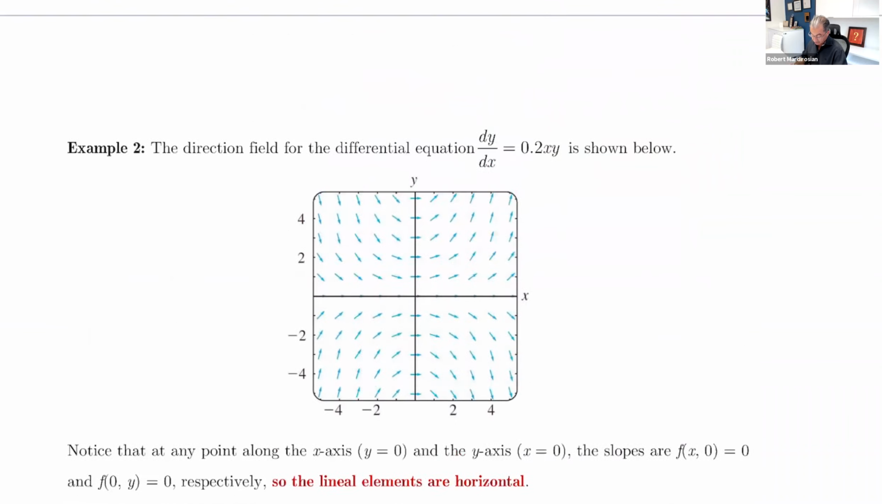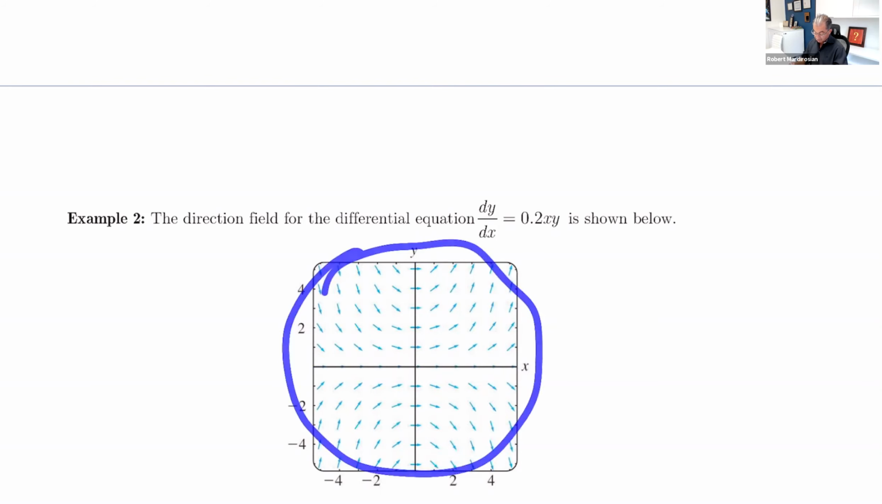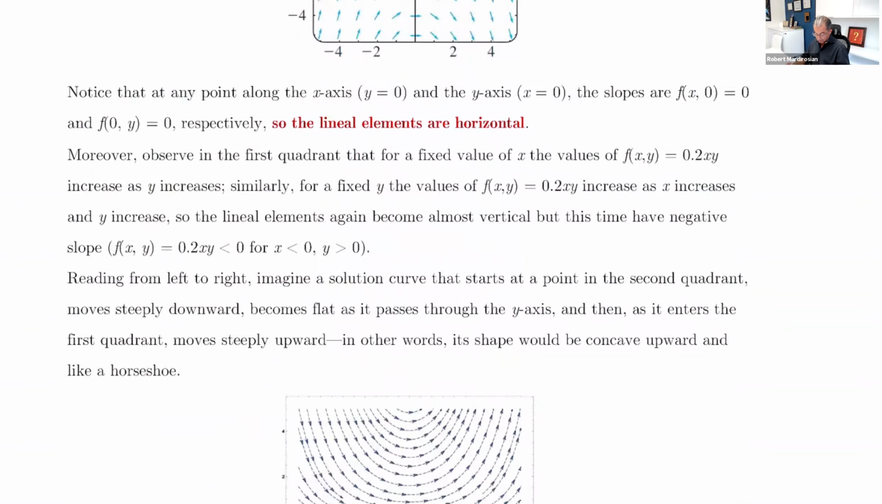In this case, for the same dy/dx equals 0.2xy, we notice on the x-axis and y-axis, when we plot in the points, we get 0. So we have all horizontal tangent lines here. And if you have a grid, you can calculate on many points close to each other and get an idea of the direction of the graphs.